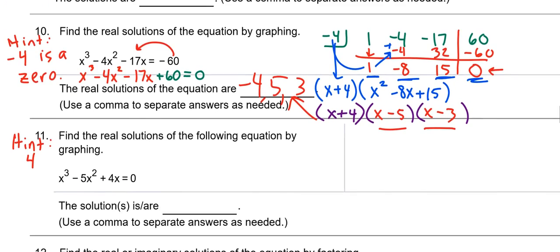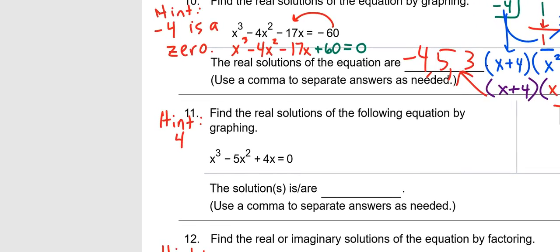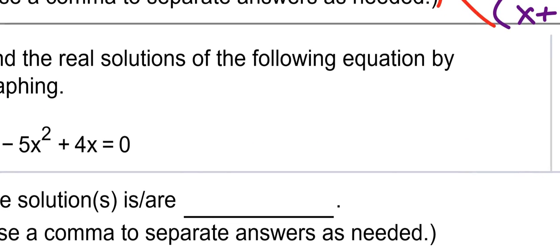Okay, now question 11. We're going to practice our synthetic division, but in a little bit I'm going to show you why synthetic division is not needed for this question. We're practicing it anyway, and then I'll show you there's a very specific reason you wouldn't have needed it. So the hint was 4. It's already set equal to 0, so I can go straight to my synthetic division.